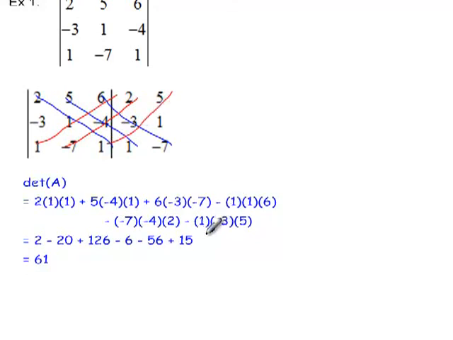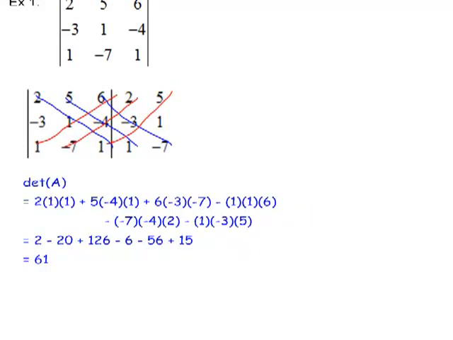So now all you have to do is to multiply the numbers. So it'll be 2 minus 20, and then plus 6 times 3 is 18. 18 times 7 is 126. Minus 6, and then minus 7 times 4 is 28 times 2 is 56. Triple negative, so it'll be still negative. And then plus 3 times 5 is 15. So if you add them up, it's 61.